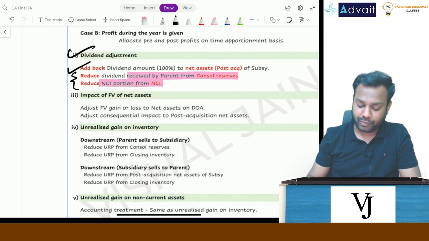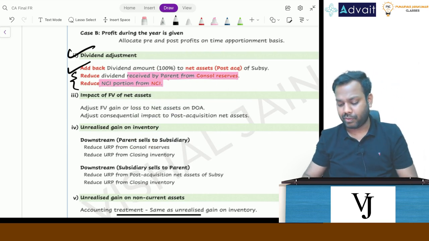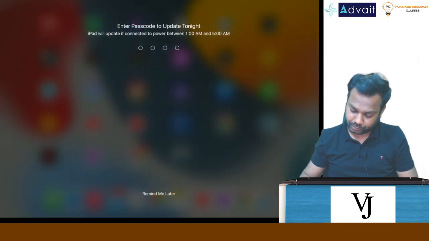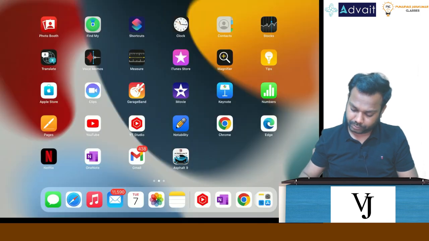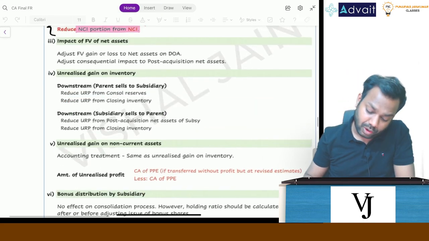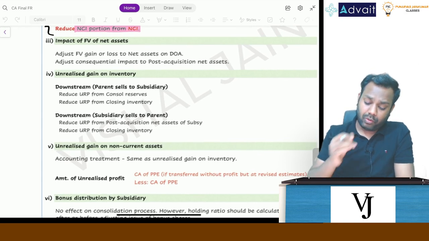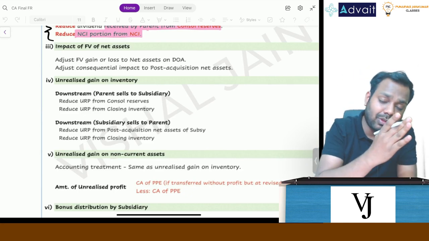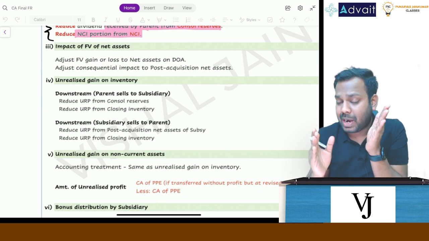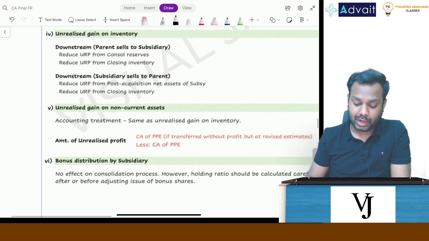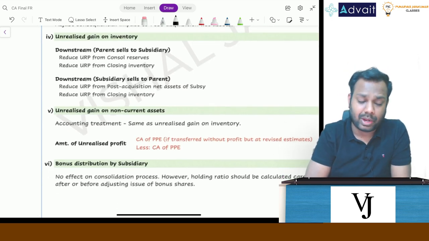Now, coming to the impact of fair value of net assets, that is very much clear, I believe, to all of you. Now, the fair value of net assets. So, what happens, guys? Understand. The fair value gain or loss on the date of acquisition should be added on the date of acquisition, right? Any consequential impact will be adjusted in the post acquisition period. That's the impact of fair valuation of net assets. Now, unrealized gain on inventory.